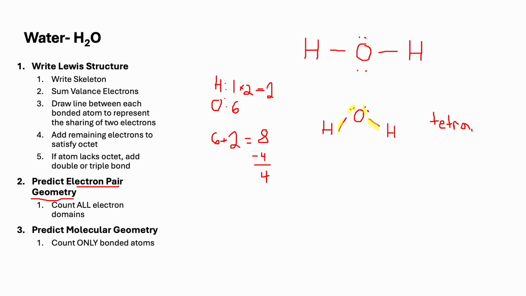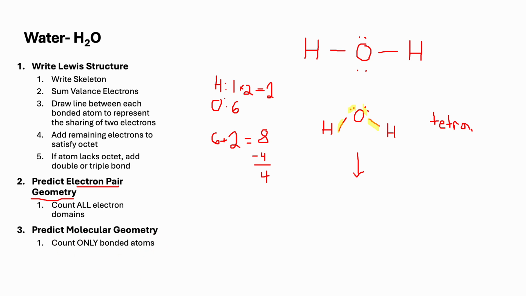So guys, remember, this is not your final step for figuring out your molecular geometry. This is your electron pair geometry. So this is kind of your intermediate step. And now I'm going to ask you to find your molecular geometry. So I'll draw a little arrow. The molecular geometry only counts our bonded atoms.